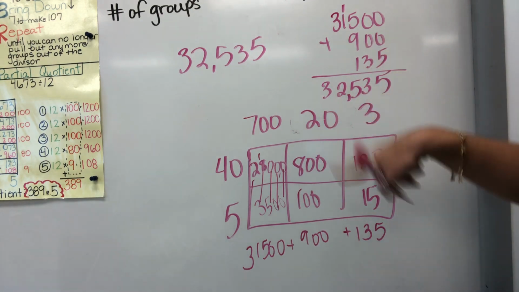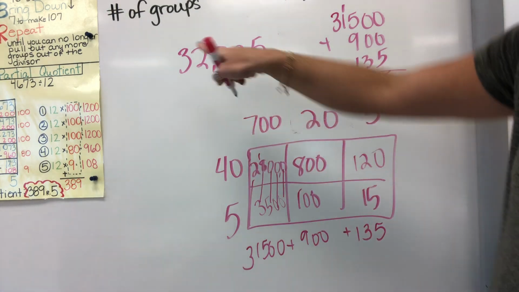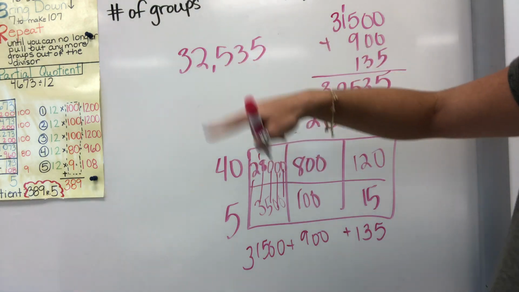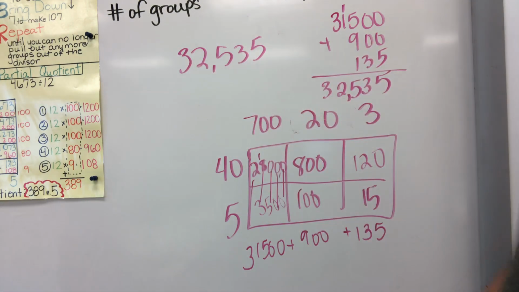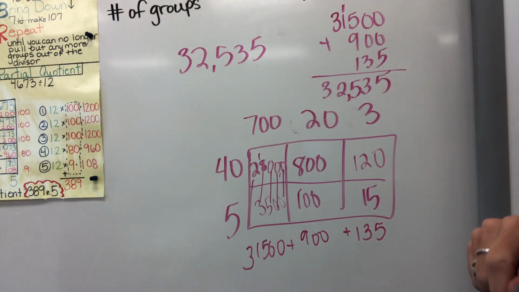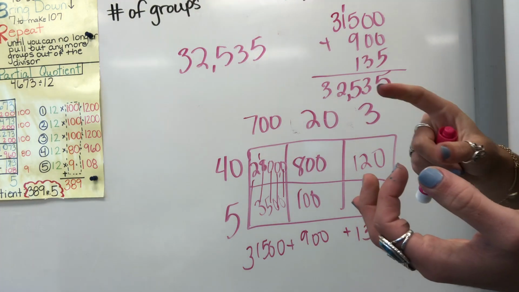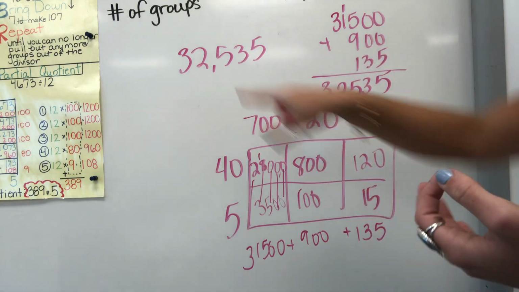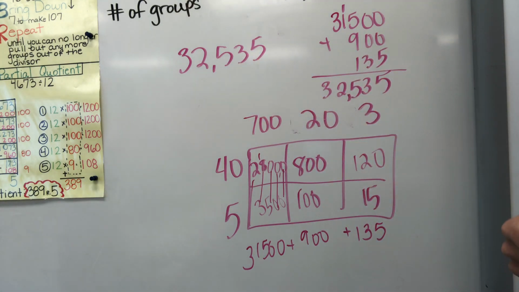32,535 using my area model or partial product. Same answer I got when I used the standard algorithm, 32,535. So those are 2 different ways to do the same problem: using the area model or the partial product, that's this, and the standard algorithm, which is the original way of doing it.